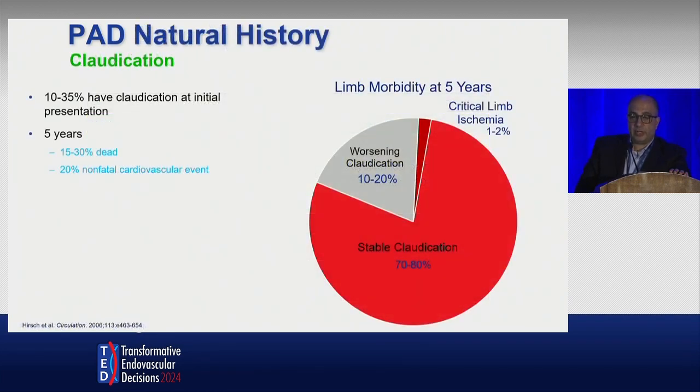The natural progression of the disease: 10 to 35%, as mentioned before, have claudication at the initial presentation. At 5 years, 15 to 30% are dead, and 20% have non-fatal cardiovascular events. Limb morbidity at 5 years: critical limb ischemia again in 1 to 2% of the population that had initial claudication, and 10 to 20% have worsening claudication.